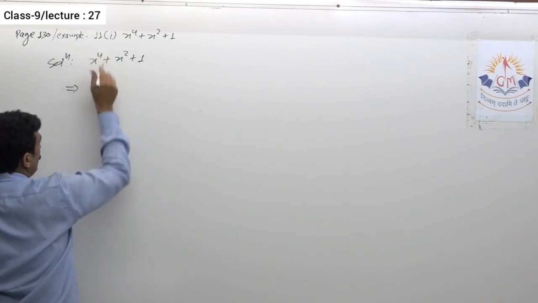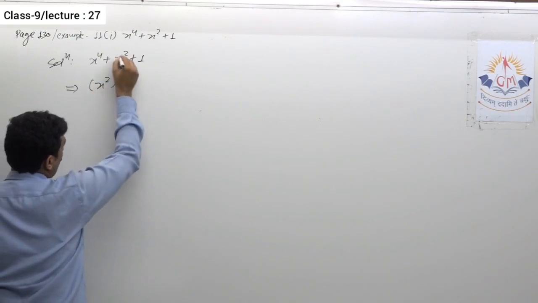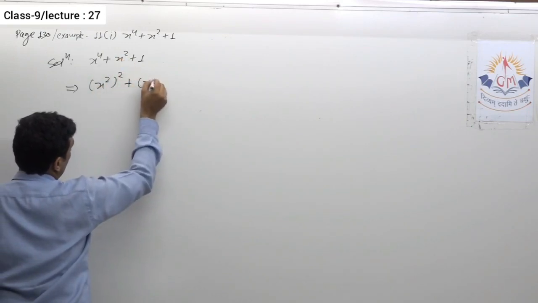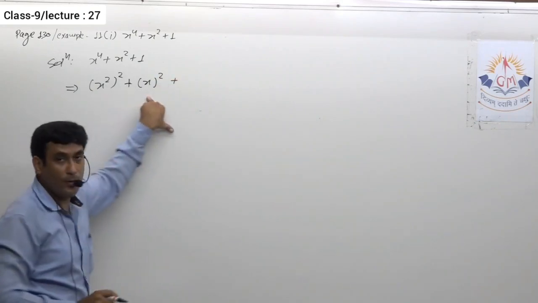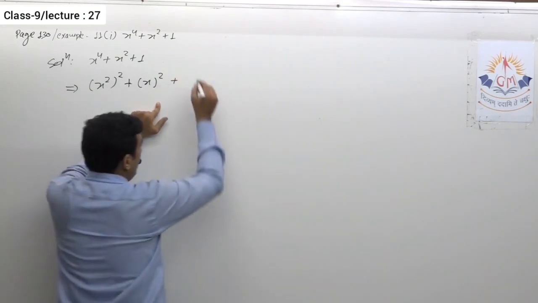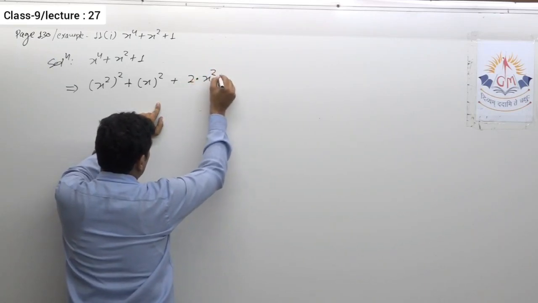So I am considering this as a square, so I wrote it like that only. This I am considering as b square, so I wrote it like that only. Now if this is a square, b square, the next term should be plus 2ab. That means 2 into x square into x.